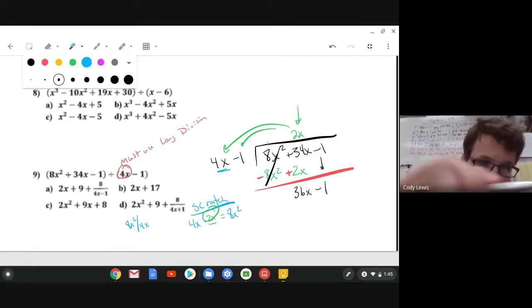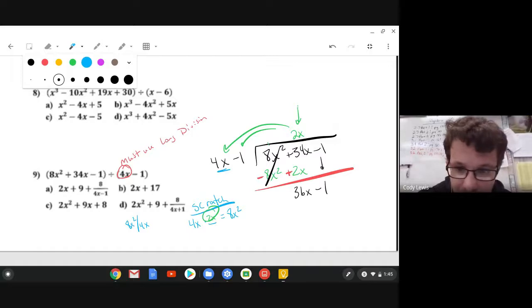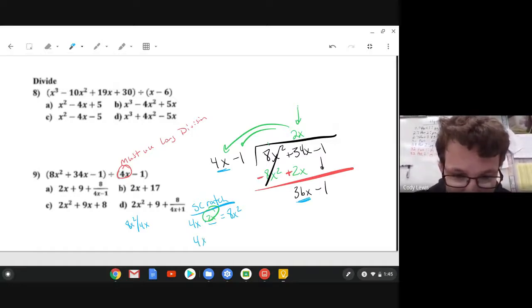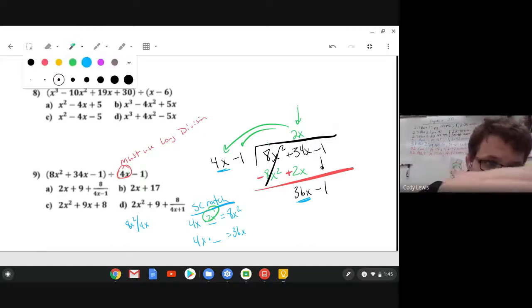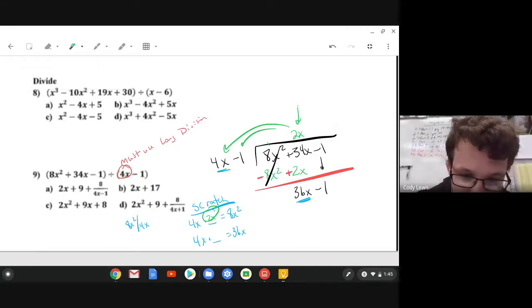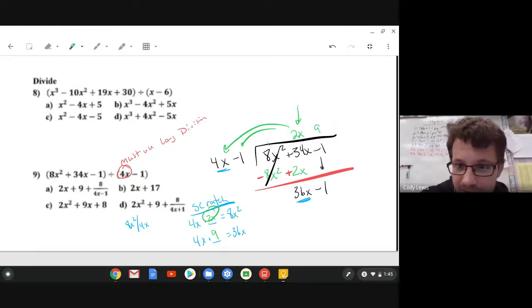I'm going to go through the whole thing again. But now I have a new line leader. 36x is in charge. So I have 4x times what is going to give me 36x. Now 4 times 9 is going to give me 36. And I already have 1x, so I don't need any more x's. So I'm going to put 9. And that should make sense because I started with 2x. My next guess should have just a number, and it does. Now it is plus 9.